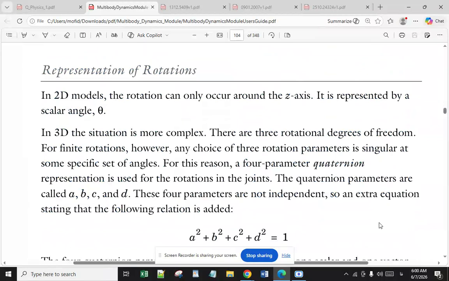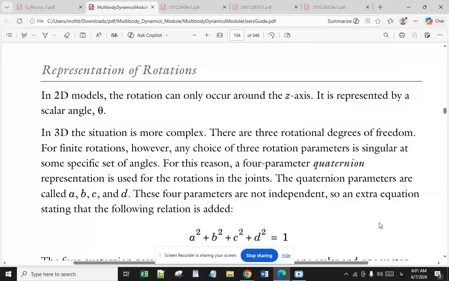In two dimensional models, the rotations can only occur around the z-axis. It is represented by a scalar angle theta. In three dimensions, the situation is more complex. There are three rotational degrees of freedom. For finite rotations, however, any choice of three rotation parameters is singular at some specific set of angles. For this reason, a four-parameter quaternion representation is used for the rotations in the joints.